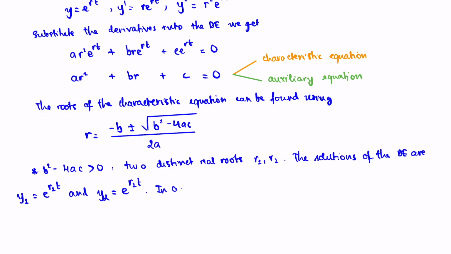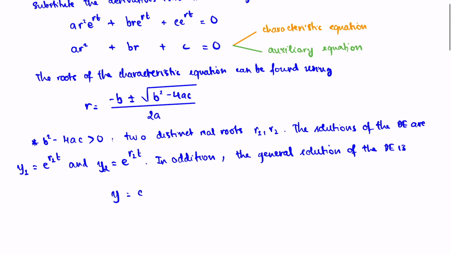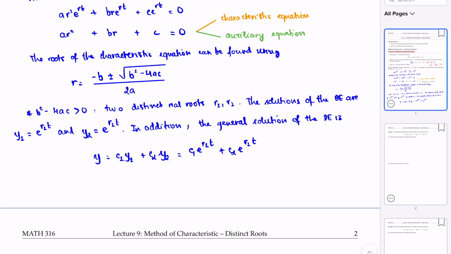In addition, the general solution of the differential equation is y equals c1 times y1 plus c2 times y2, or c1 times e to the r1t plus c2 times e to the r2t. This general solution, or this function, is also a solution to the differential equation. Right. So that's the first case.